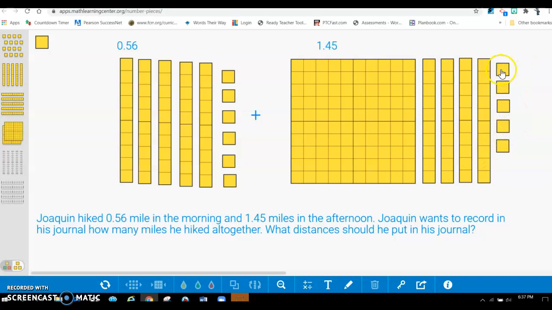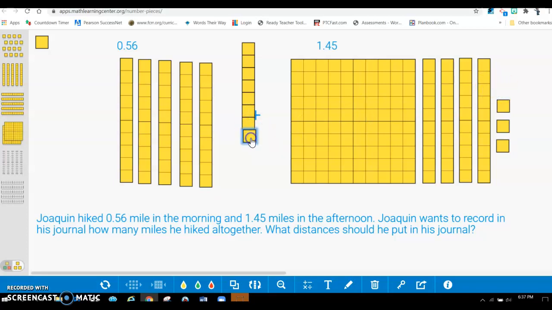Now, if we put them together, let's start. It would be just like when you add a regular number, right? We're just using these concrete models to help us. So we have 1, 2, 3, 4, 5, 6, 7, 8, 9, 10.